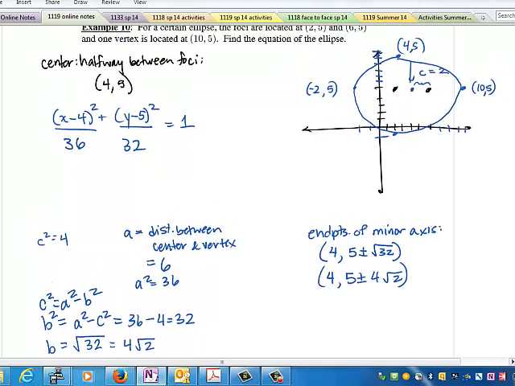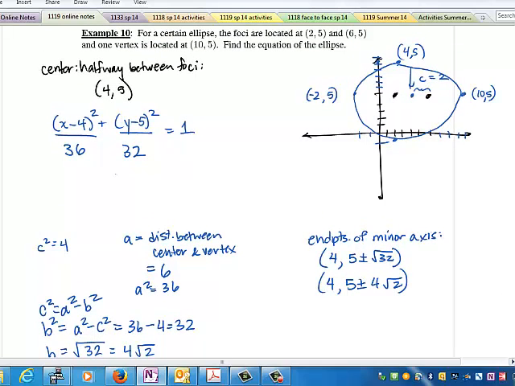Okay, so the main thing is you want to just remember that the a and the b and the c mean the same thing they did before, but when the center is not 0, 0, you need to move just the appropriate distance away from the center. So a is always the distance between the center and a vertex, and b is always the distance between the center and one endpoint of the minor axis, and c is always the distance between the center and the focus.